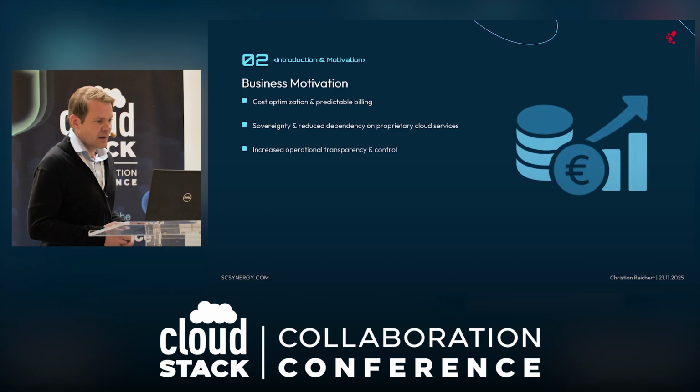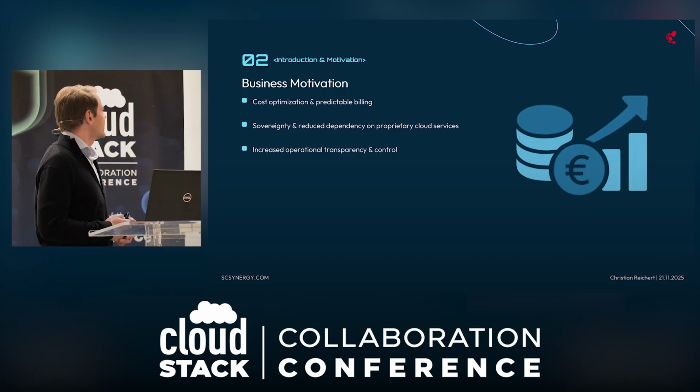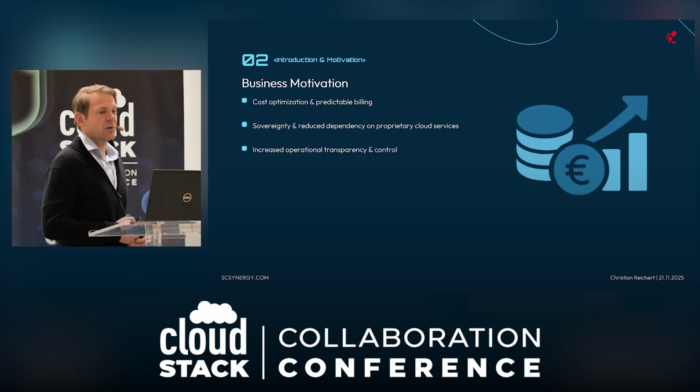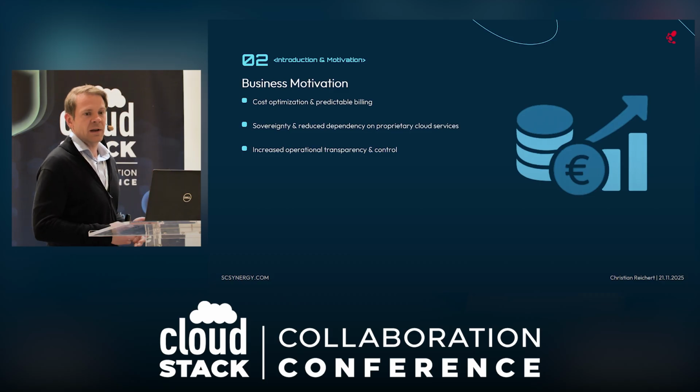And then for sure increased operational transparency and control, because now he can look inside the complete stack together with us, so we know on each and every layer what's going on, and have full control and full access on everything.